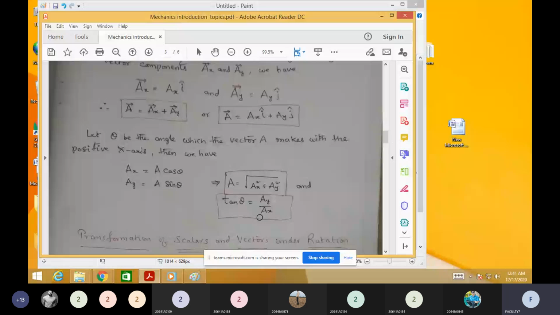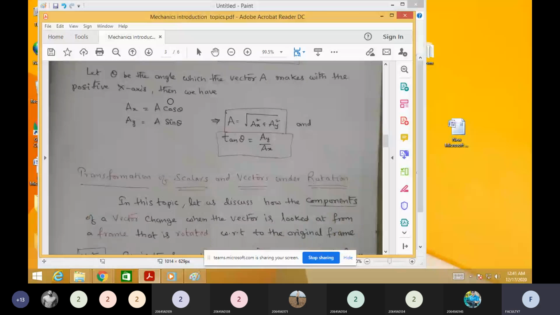Now if you want, you can substitute these two equations. Ay is nothing but a sin theta, divided by ax, which means a cos theta. If you substitute that, a will get cancelled. Then what will remain? It will remain as sin theta by cos theta, so that is tan theta. So here tan theta is nothing but the y component divided by the x component.